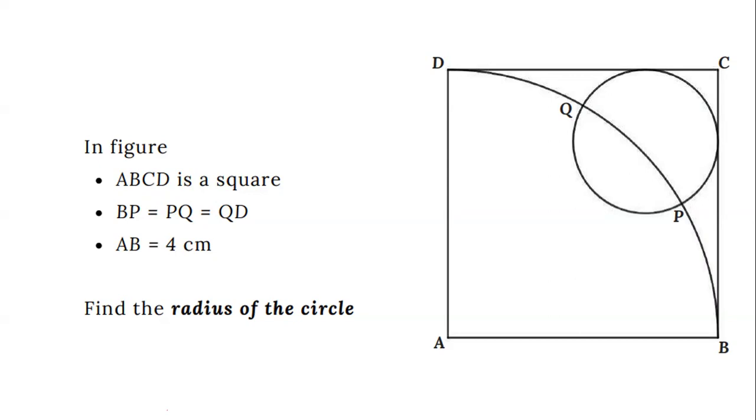In this problem it is given that ABCD is a square and BP is equal to PQ is equal to QD, and this BP arc length is equal to this PQ arc length, and it is equal to this QD arc length. ABCD is a square, and AB length is given as 4 centimeters, so the side of the square is 4 centimeters. We have to find the radius of this circle. So let's see how we can solve this.